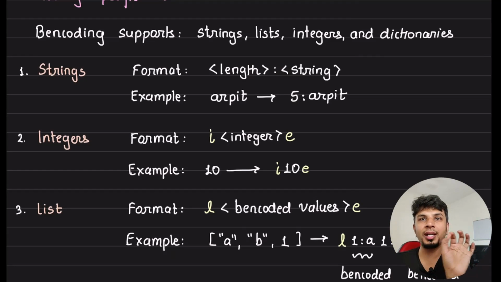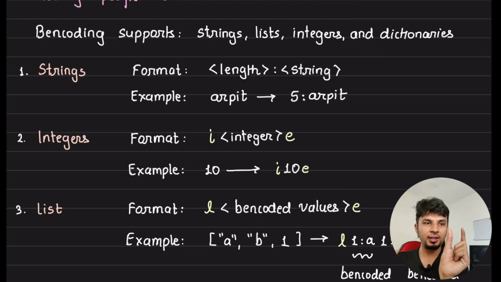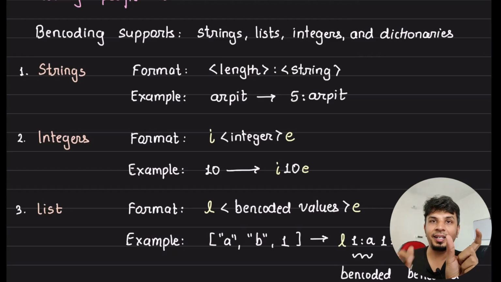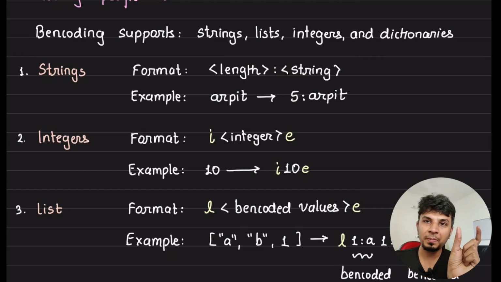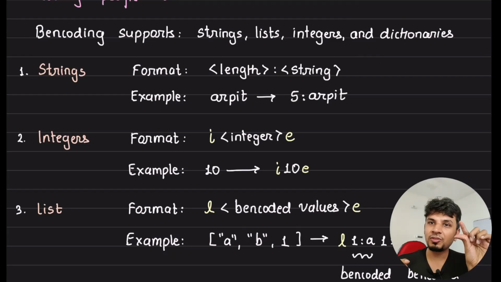So 5:ARPIT. If I'm having a B encoded string, what I would do is first read until I hit a colon. I would interpret this as a length, and then I would read that many bytes and interpret it as a string. This is what a B encoded string looks like.